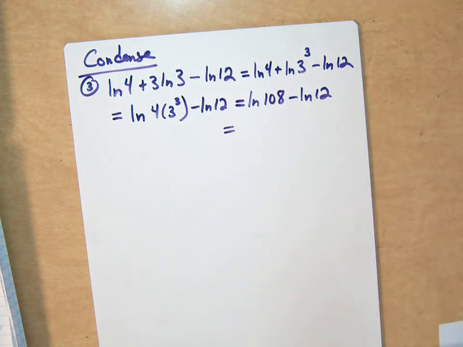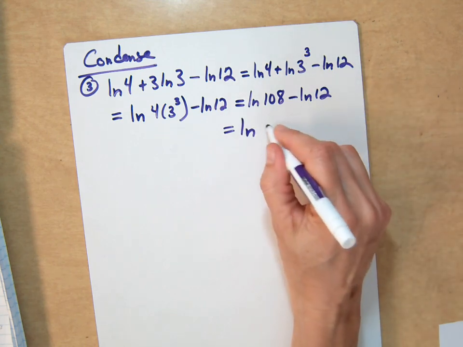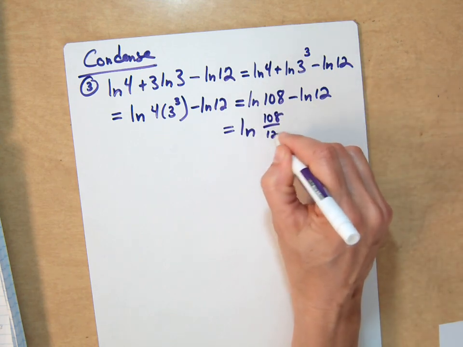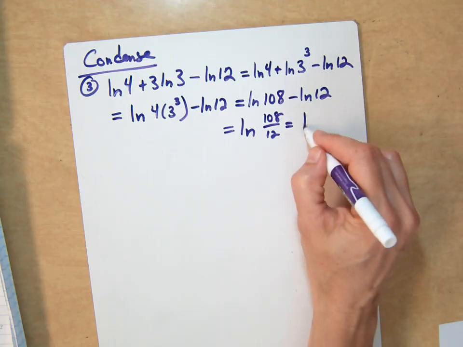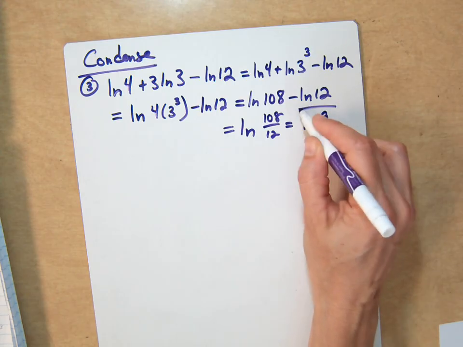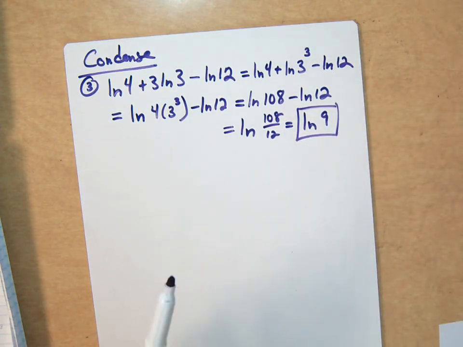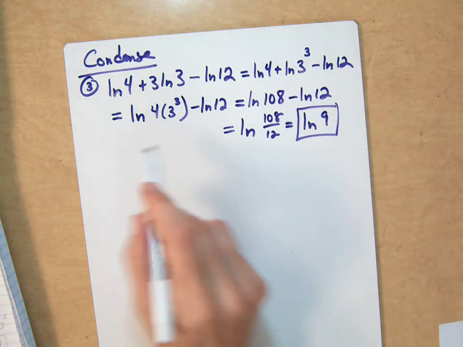And then which law do we use to make this into one log expression? The nice quotient property. So we just divide these numbers, 108 over 12, and it's okay to use your calculator. You get natural log 9, and we're going to leave it like that. We condensed it. Notice we started with an expression with 3 different logs in it, and we ended up with just 1. And that's the best we can do.